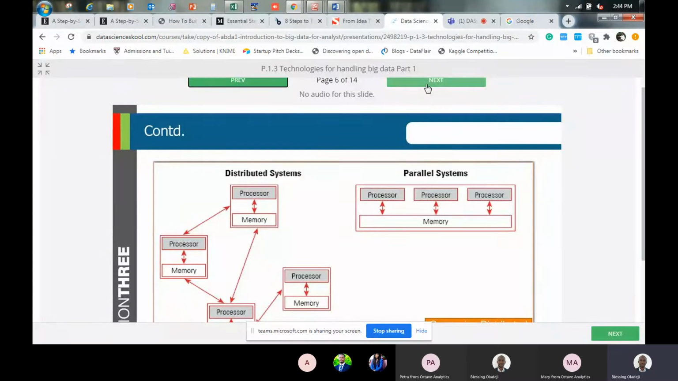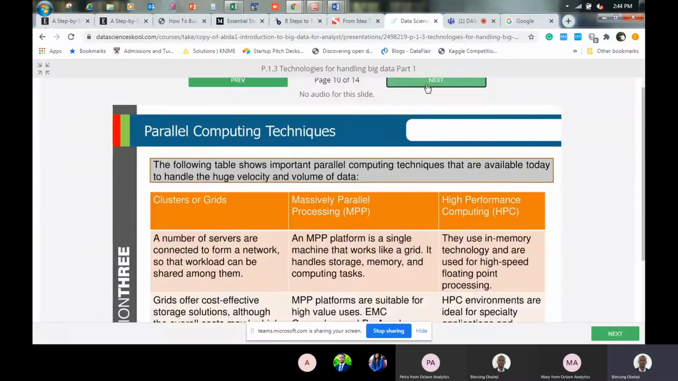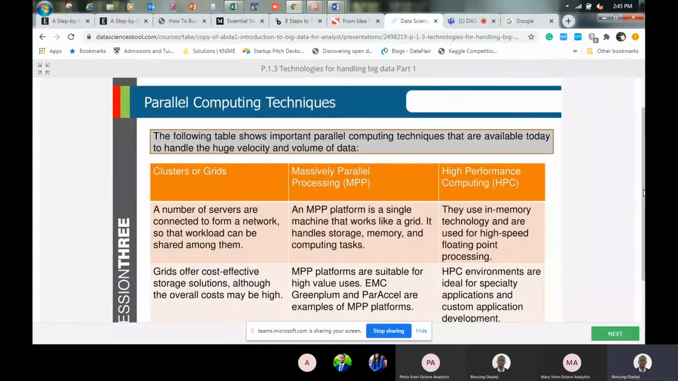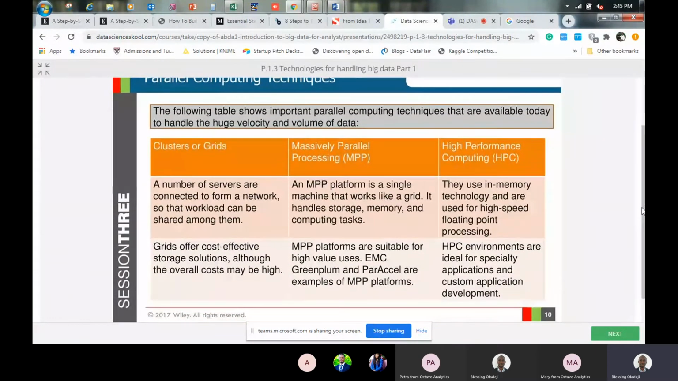So that led to another concept that turned out to be high performance computing, where they use in-memory technology to derive faster processing and faster execution of jobs.